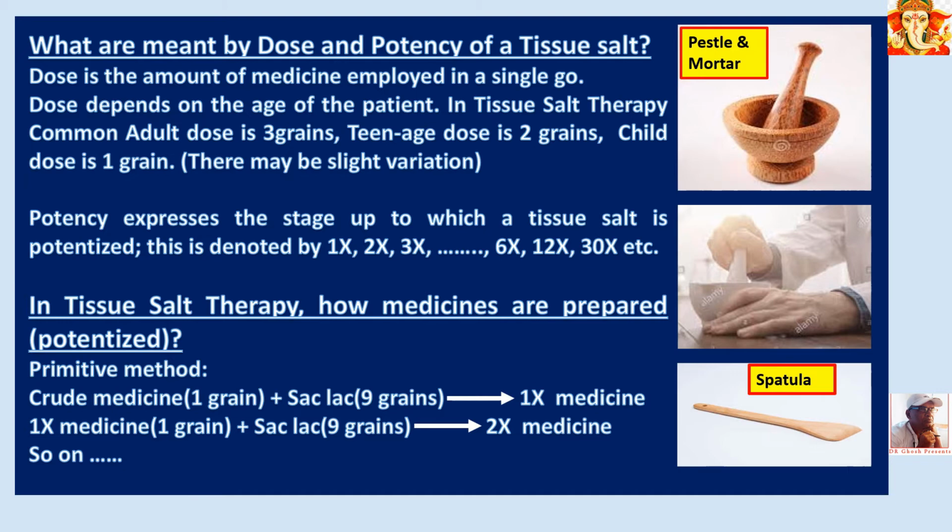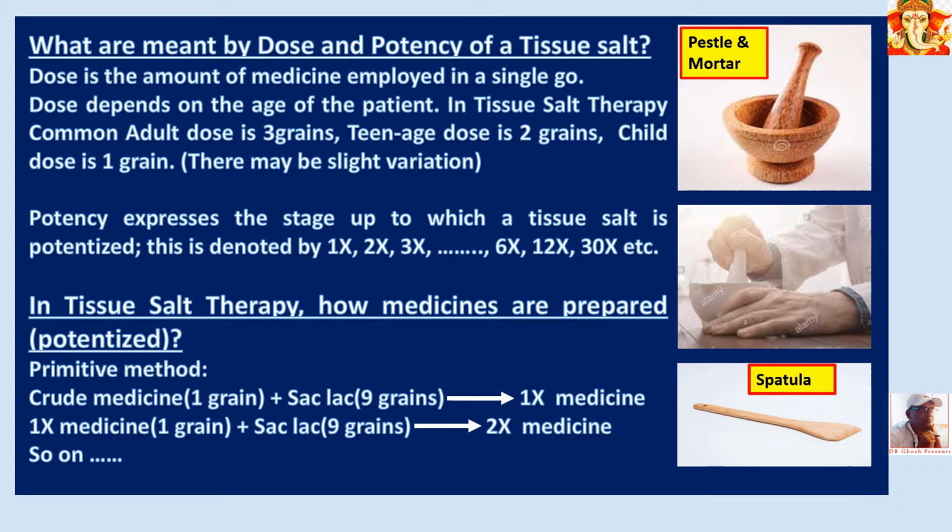Potency expresses the stage up to which a tissue salt is potentized. These potentized medicines are denoted by the X form, that is, some numeral followed by X: 1x, 2x, 3x, and in this way 6x, 12x, 30x, 100x, 200x, etc.